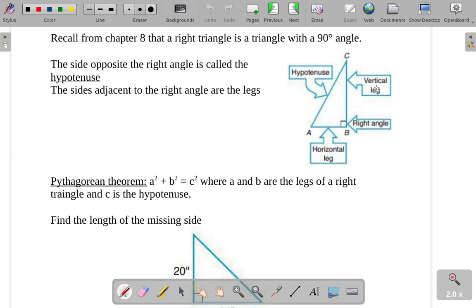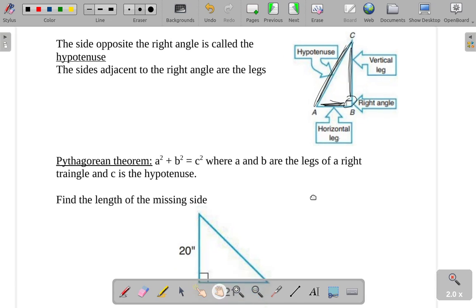In this particular illustration, we have a vertical leg and a horizontal leg, but they don't need to be vertical or horizontal. We just call them legs in general. So we have a right angle, we have a hypotenuse over here, and we have the two legs of the right triangle. We're going to be using that vocabulary pretty extensively.